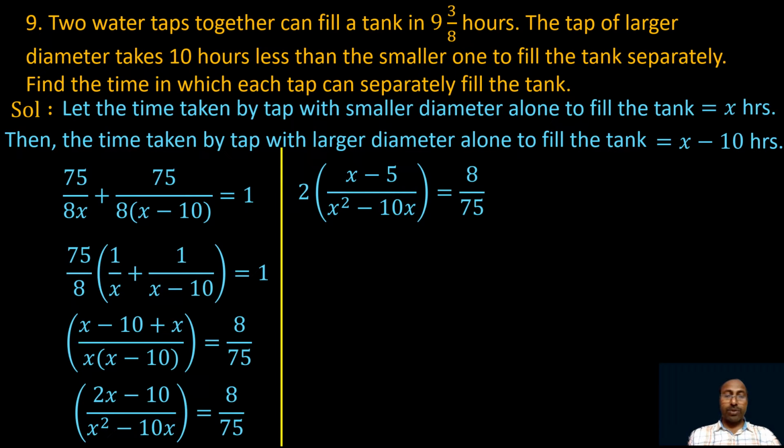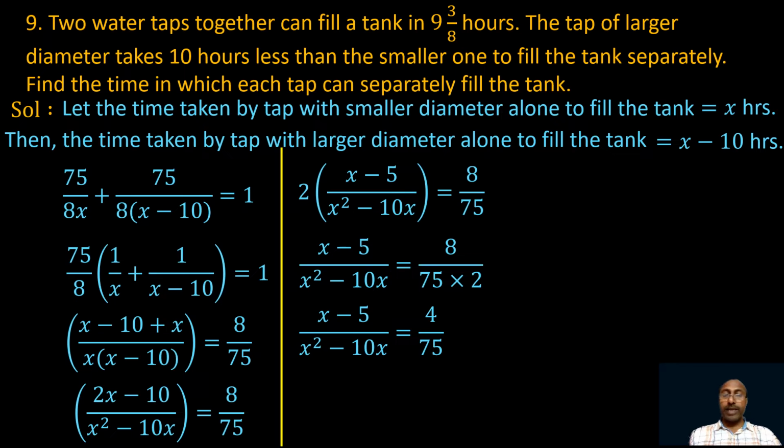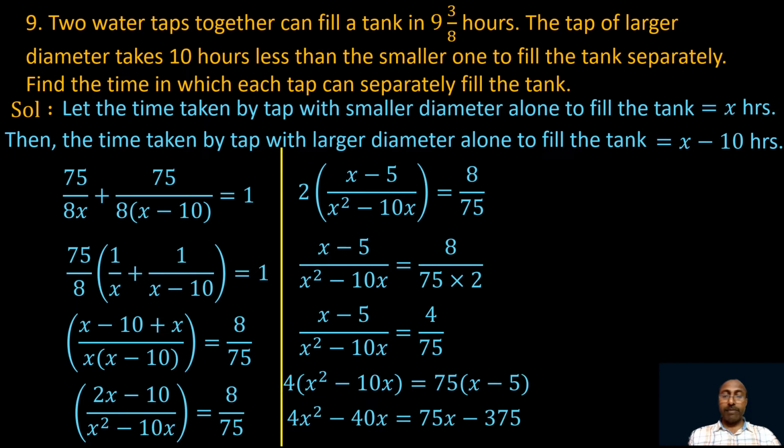Again we can take 2 common in the numerator. Now x minus 5 by x square minus 10x equal to 8 by 75 into 2. I am transposing 2 to the right side. Now we can divide 8 by 2 in 4 times, so 2 4s are 8. So x minus 5 by x square minus 10x is equal to 4 by 75. By cross multiplication we get 4 into x square minus 10x equal to 75 into x minus 5. That is 4x square minus 40x is equal to 75x minus 75 into 5, which is 375.